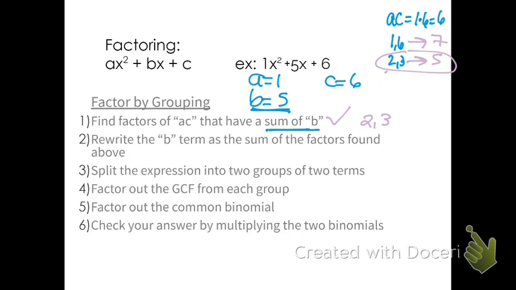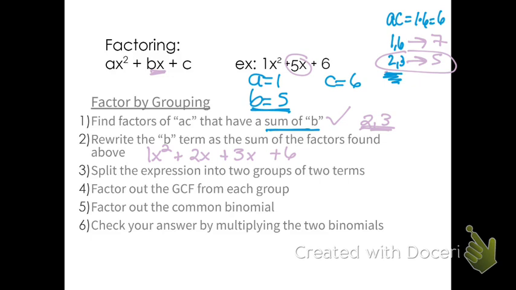Now in step 2, we want to rewrite the b terms. We want to rewrite the middle term in terms of these two factors. So instead of a 5x, we want to write a 2x and a 3x. So we would rewrite 1x squared plus 5x plus 6 as 1x squared plus 2x plus 3x plus 6. Now, you might be wondering, would it be okay to rewrite this as 1x squared plus 3x plus 2x plus 6? That would be okay. You're going to end up with the same answer in the end either way.